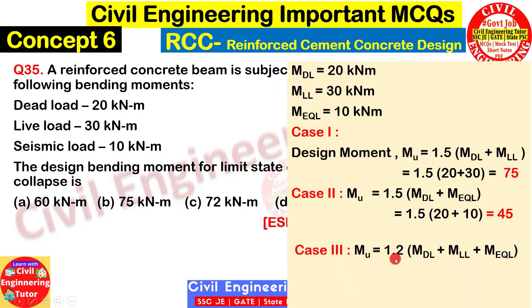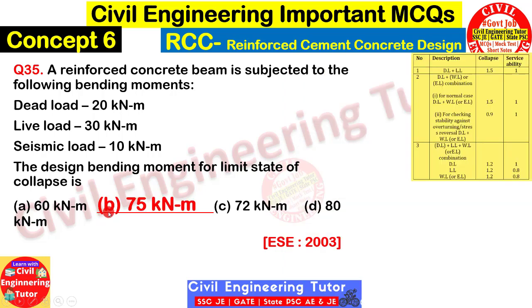Now the third case is 1.2 into the dead load, live load and earthquake load combination. Here the value is coming 72. So the maximum value is coming from case number 1. So the design bending moment for the limit state of collapse will be answer B, 75 kilonewton meter. Hope you understood this problem.